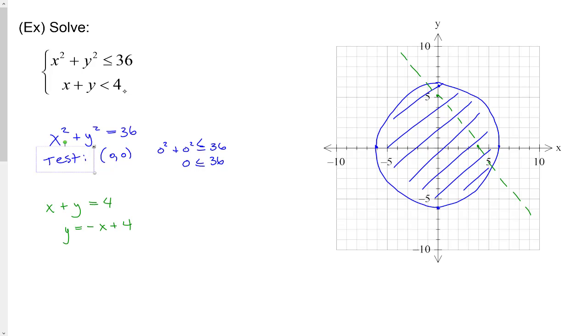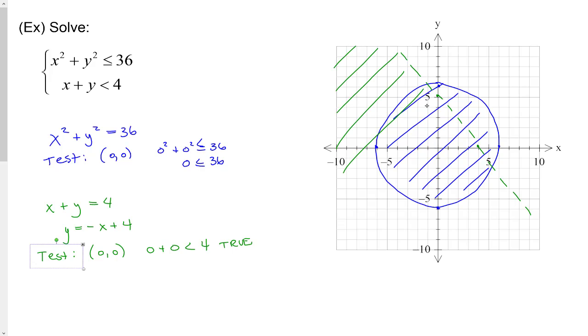Now, I do need to determine which side of the line I need to shade. And it's a little less obvious as to just determining always which side you're supposed to shade. But you can always use a test value, and the test values are generally very easy to do. We'll just use the point 0, 0, plug it into the function. So we have 0 plus 0 is less than 4. And that is a true statement. So what that means is I would shade the side of the line that contains the origin, which would be this side of the line over here.